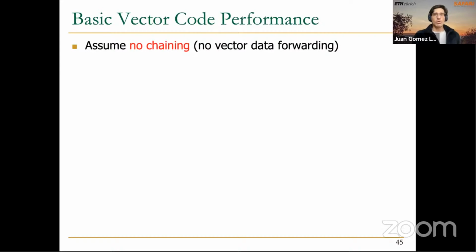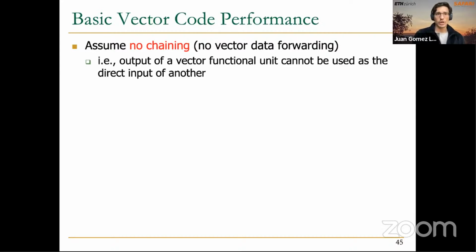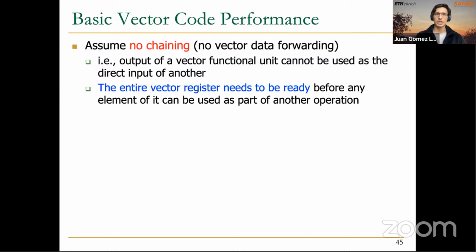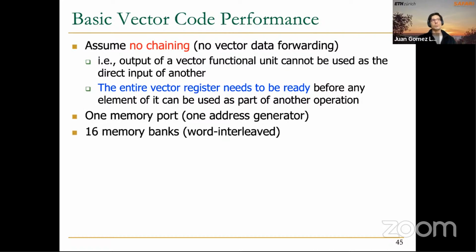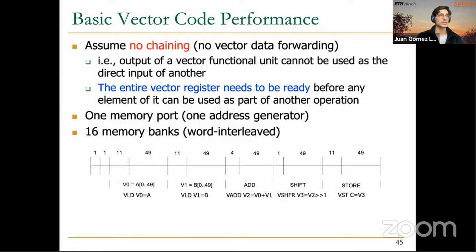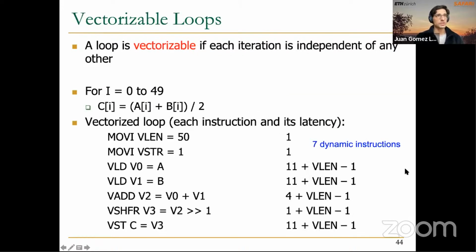Okay, now we are going to see how this code executes on an actual machine. We are going to start with a simpler case. Let's assume that there is no chaining. Chaining means that you can send a value read from memory right after it arrived. You don't have to wait for the other elements of the vector to arrive. But for now, we are going to assume no chaining. There is only one memory port, but the memory is banked, is interleaved. It has 16 banks.